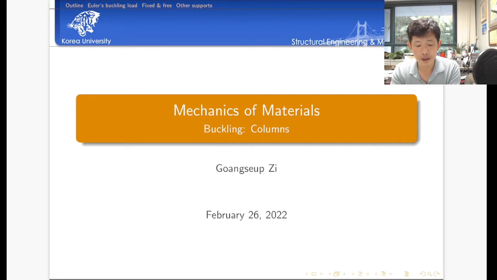Okay, although there are many different kinds of stability problems, here we'd like to talk about the stability problems for columns, 기둥 좌굴. So buckling is called in Korean 좌굴.